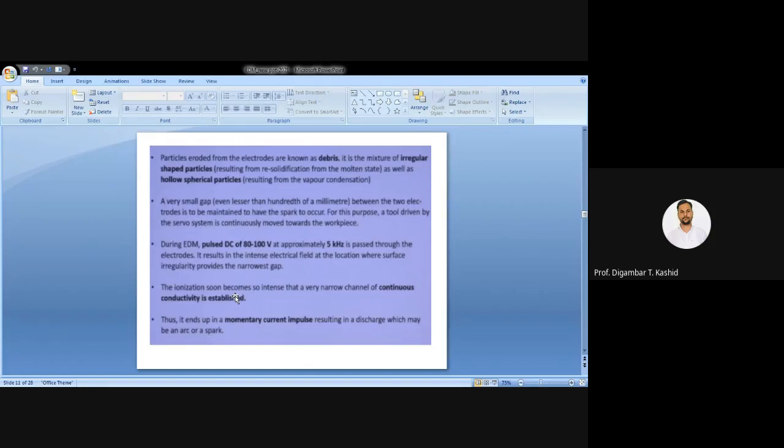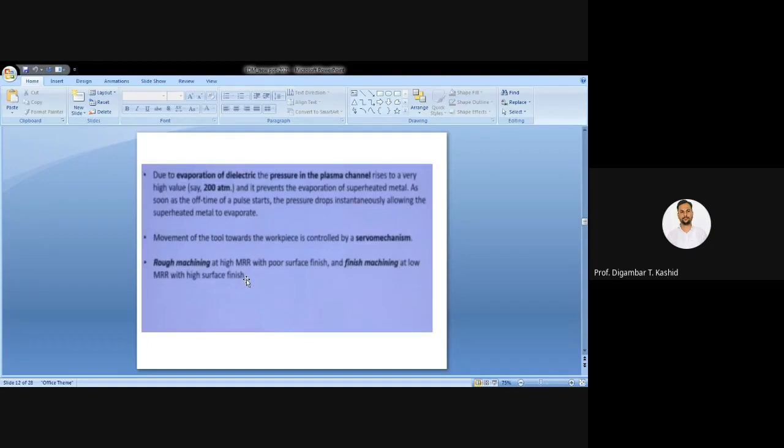So this ionization becomes intense in a very narrow channel of your conducting gap. Continuity is established in that ionized path, and this ends up in a momentary current impulse, resulting in a discharge. While discharging, a spark occurs.